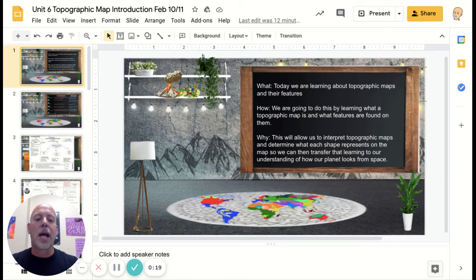Why? Well, this is going to allow us to interpret topographic maps and determine what each shape represents on the map, so we can then transfer that learning to our understanding of how our planet looks from space. Remember, this is going to connect with our lessons on divergent, convergent, and transform plate boundaries, because that is what causes features on our planet. And now we're learning how to read those features on an actual map.